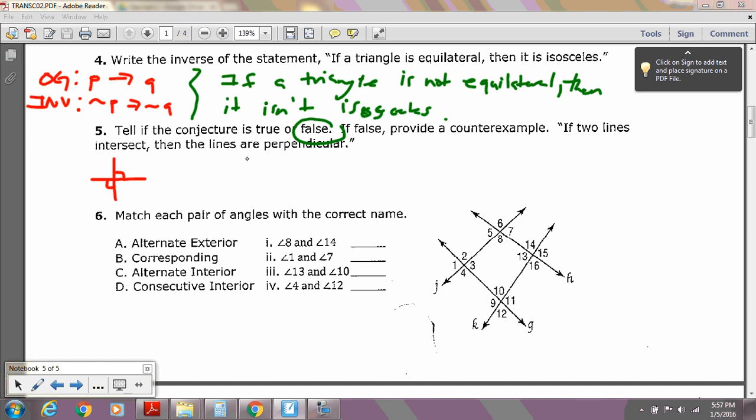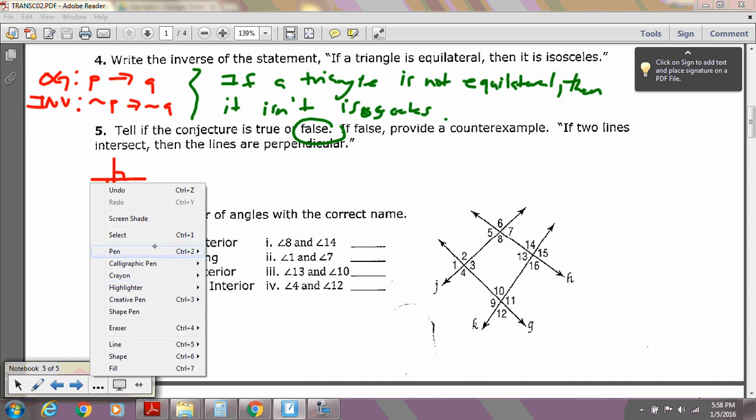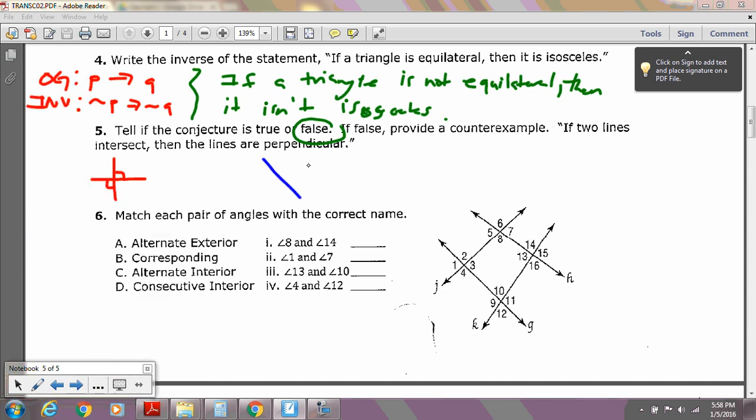But just because a pair of lines intersect doesn't make a 90-degree angle. You could have a pair of lines that intersect and form a 60-degree angle. So as long as you can come up with any other angle measure other than 90, you have a counterexample. A counterexample is just basically an example to prove why it's false.